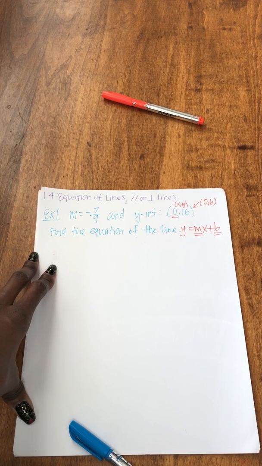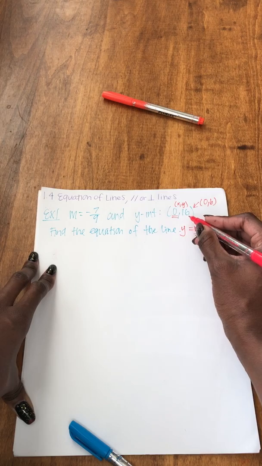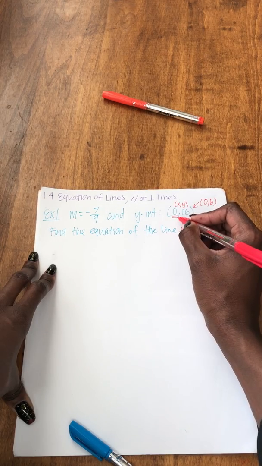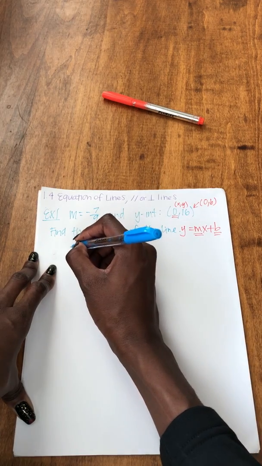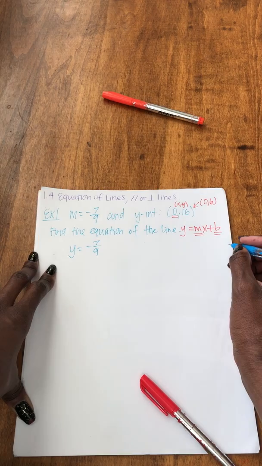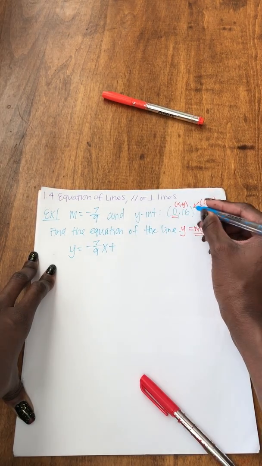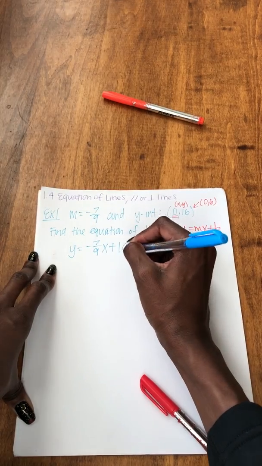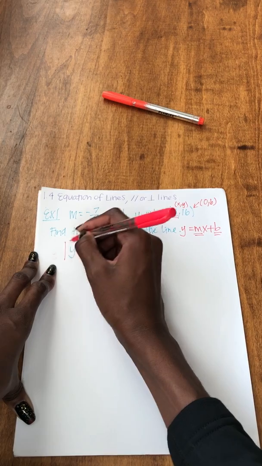So the question is, do we have everything that we need for this problem? Do we have our m? We do, they gave it to us. And do we have our b? We also have that, since this first coordinate is a 0, okay? So we can just go ahead and plug that in. So y is equal to m, which is -7/9, x plus b, which is 16, okay? And that would be our final answer.